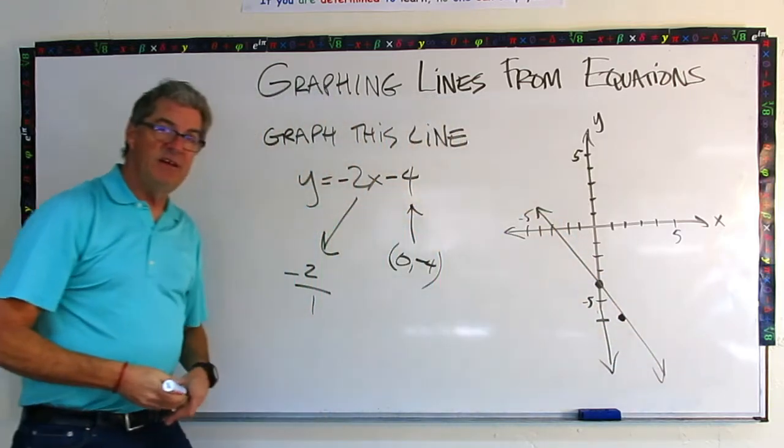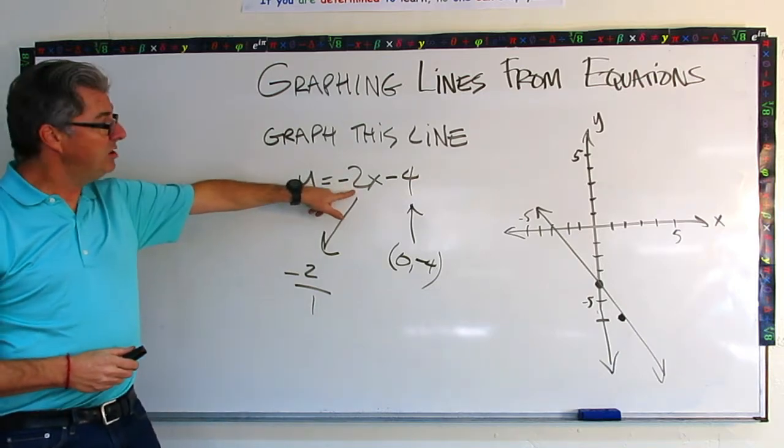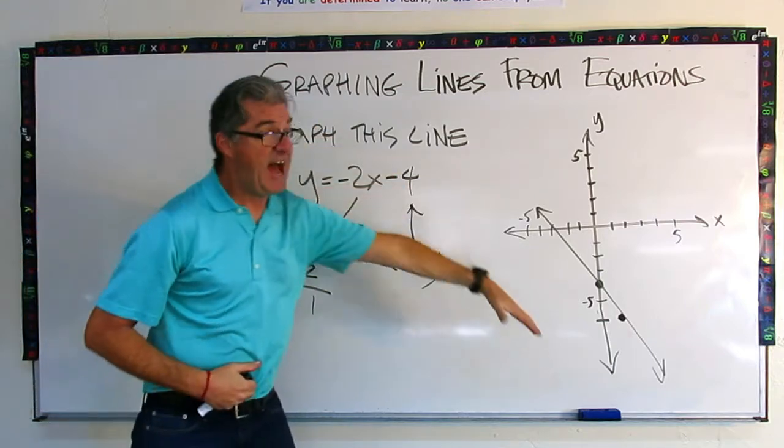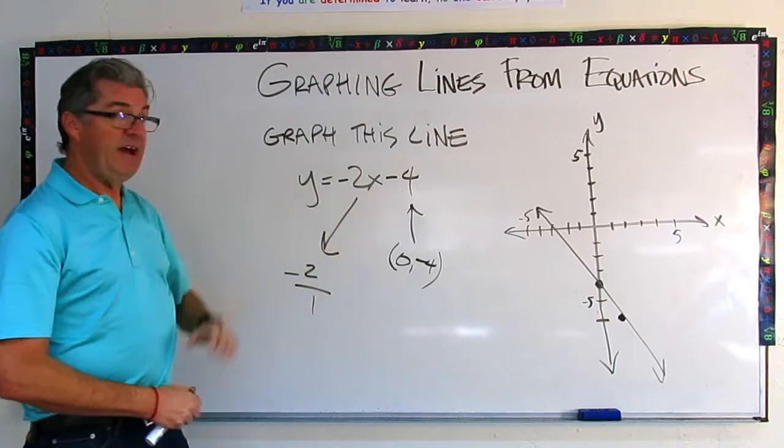So there's my line, and this confirms a few things. That's a negative slope. All lines with negative slopes slope down to the right, okay? Positive slope is up to the right. So there you have it.